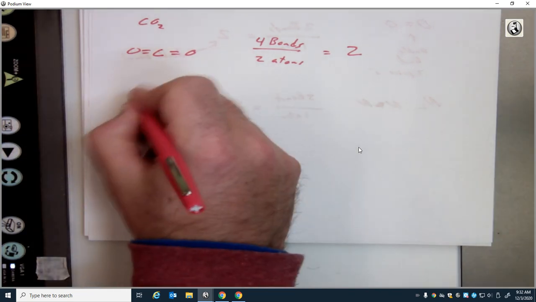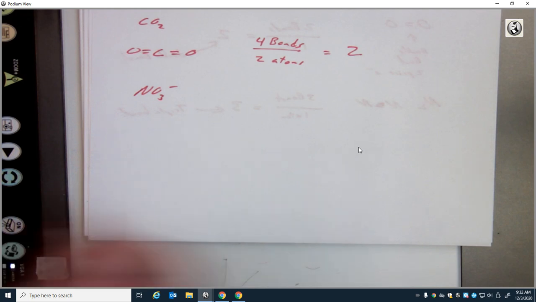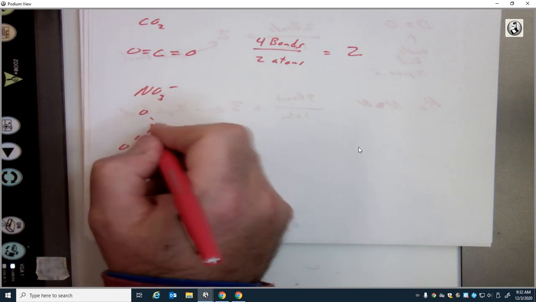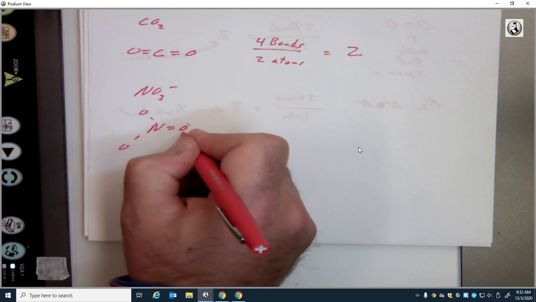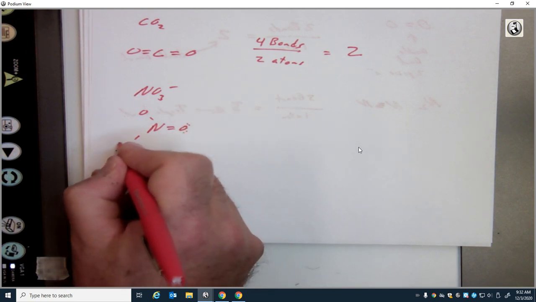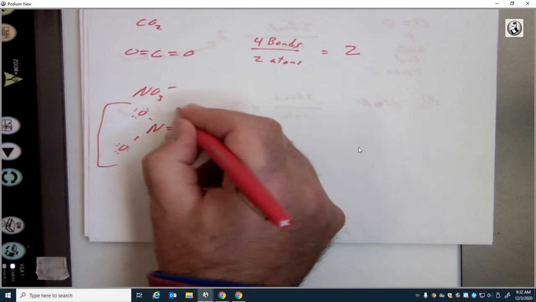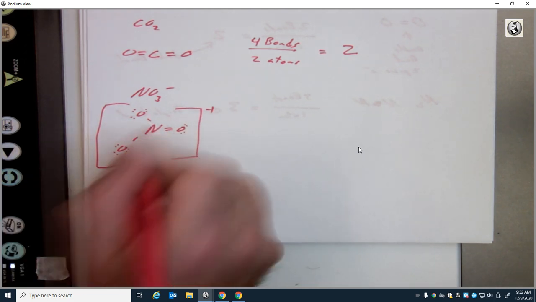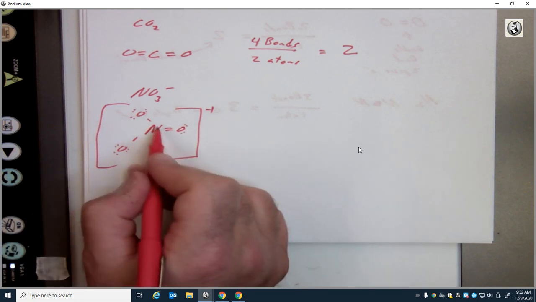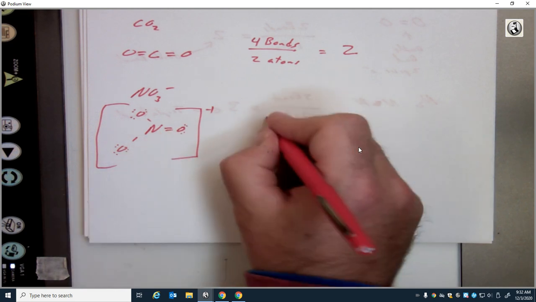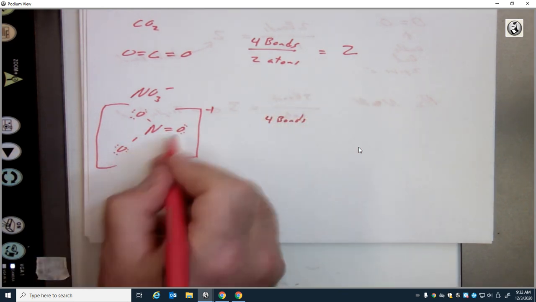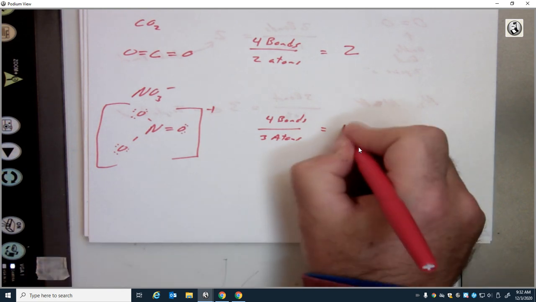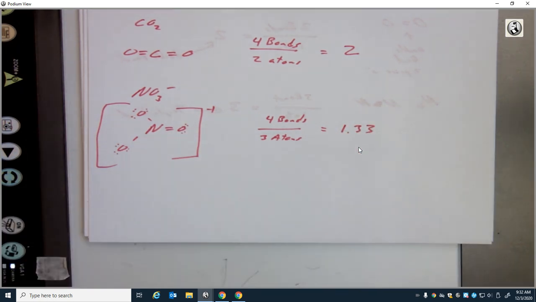Well, let's look at NO3 minus. Right, so we're going to focus on this nitrogen right here. So if we look at nitrogen, it has 1, 2, 3, 4 bonds, but it only has 3 atoms. We end up with a bond order of 1.33, 1 1/3.